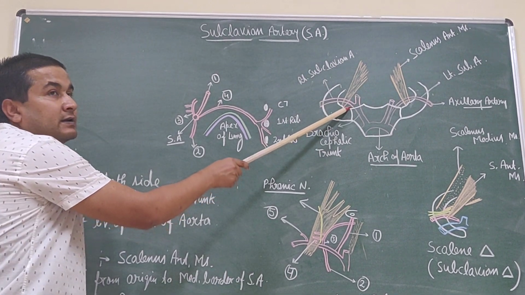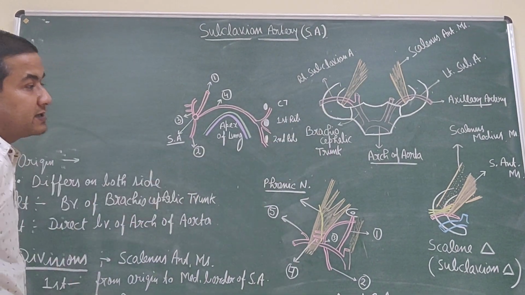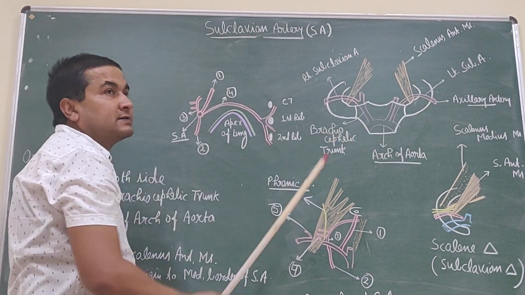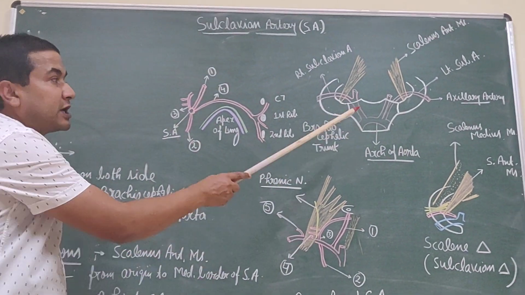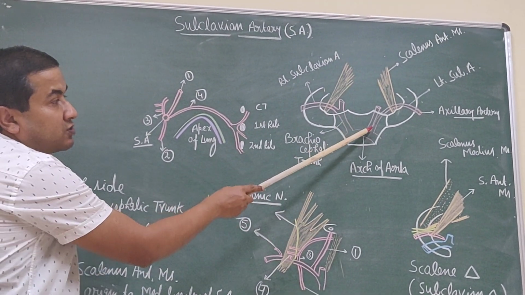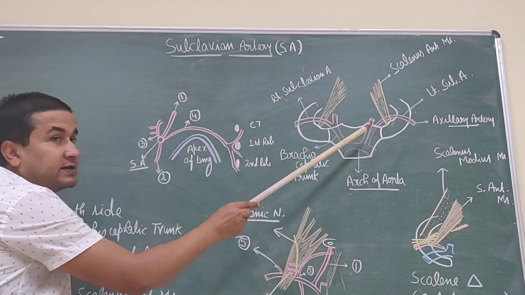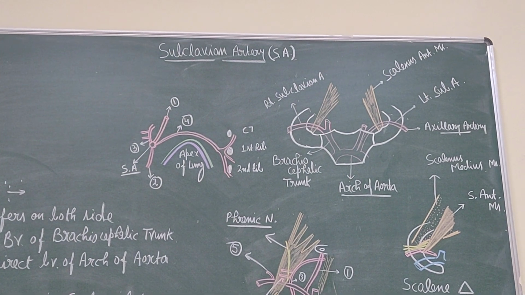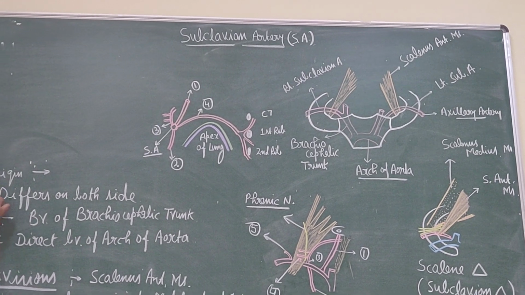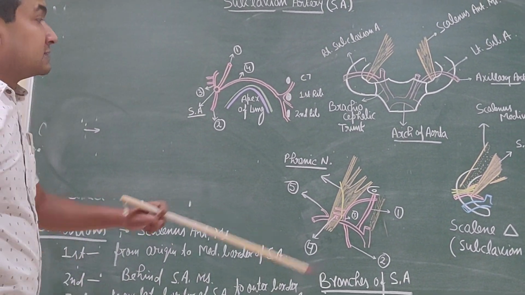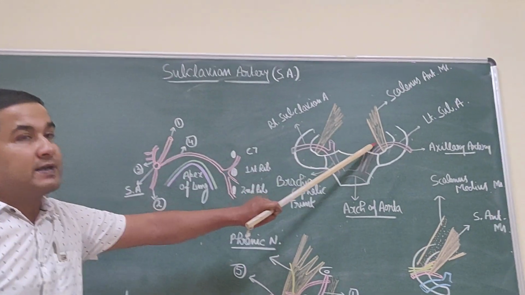So, it has only the cervical part. It is present at the root of the neck. While on the left side, it is a direct branch of the arch of the aorta. So, like the left common carotid artery, it has a thoracic part. Then it ascends behind the left sternoclavicular joint. So, this left subclavian artery has the thoracic as well as the cervical part.